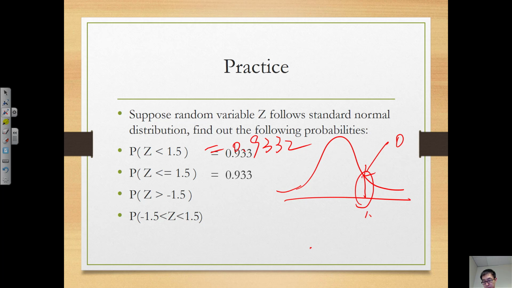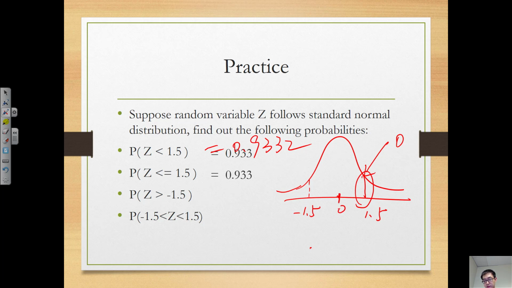So suppose this is 1.5, and negative 1.5 is here. What is the probability that z is larger than negative 1.5? Do you remember the important property of the normal distribution? It's symmetric with respect to the mean.